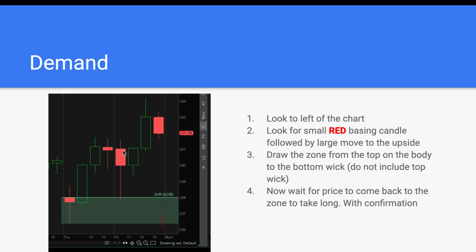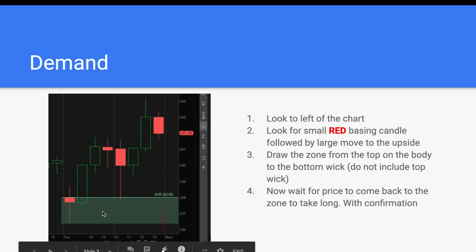That's 2, 4, 6, 8 hours later. So it looks like the next day on Friday, that opening 2-hour candle, we came down. We just barely touched that 238 level. And then we popped and rallied for the rest of the day, ending at 240, up to as high as 244, and closed at 241.